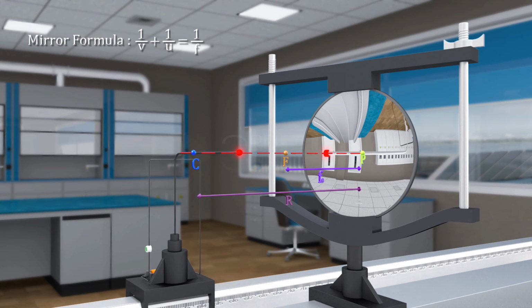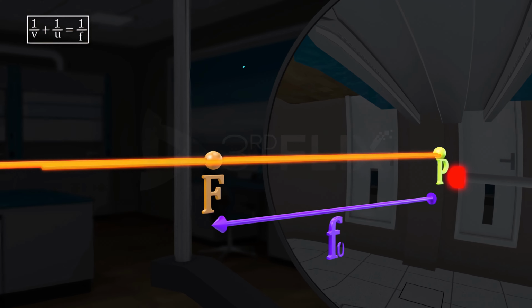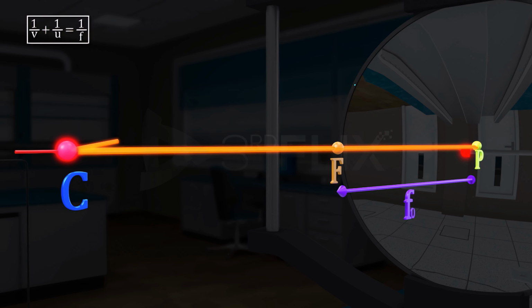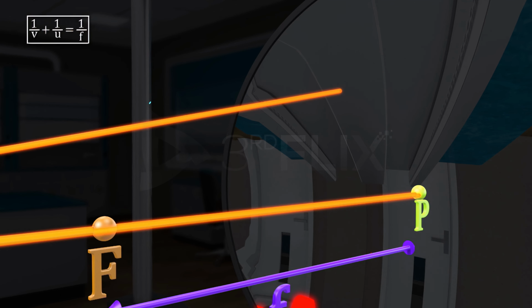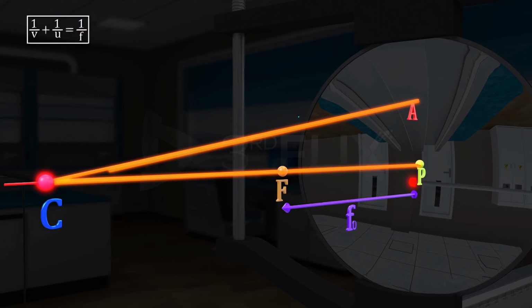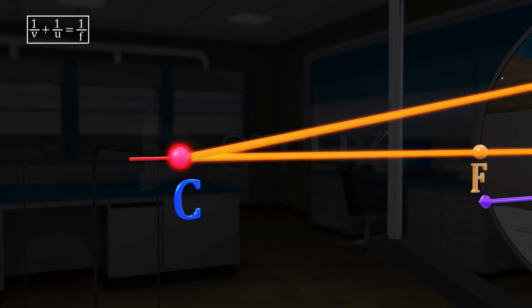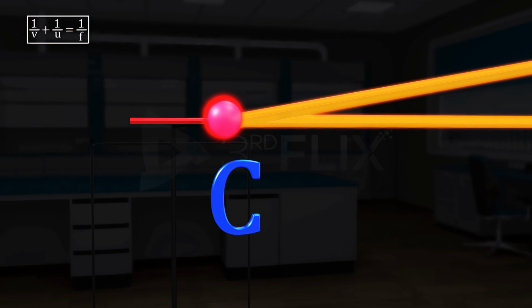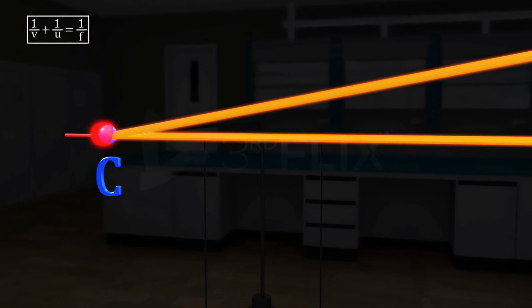First, let the object be placed at the center of curvature of the concave mirror. One ray passes and gets reflected along the principal axis. Consider another ray incident on the mirror at point A. The second ray traces its path backwards after reflection. The two rays meet at the center of curvature. Hence, a real image is formed at the center only if the object is kept at the center.